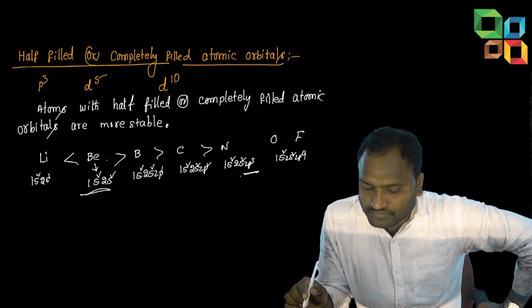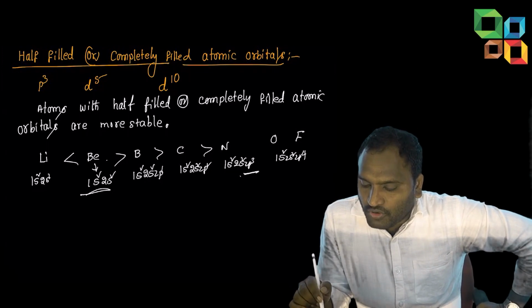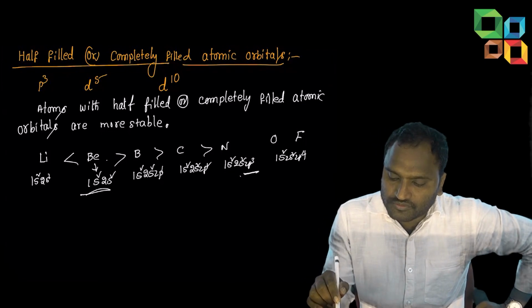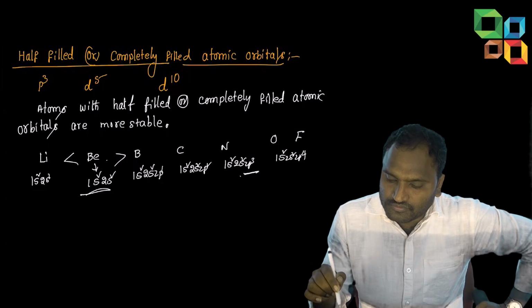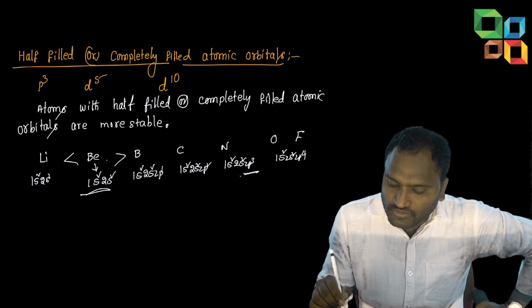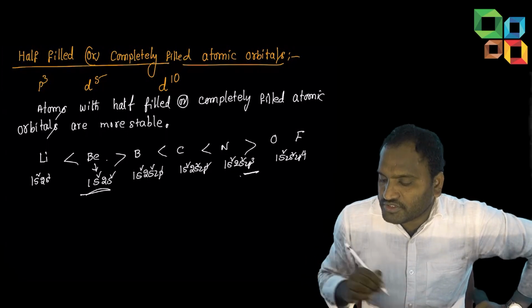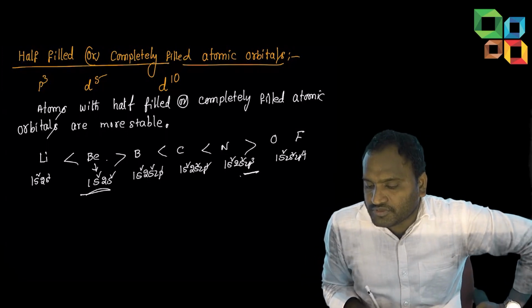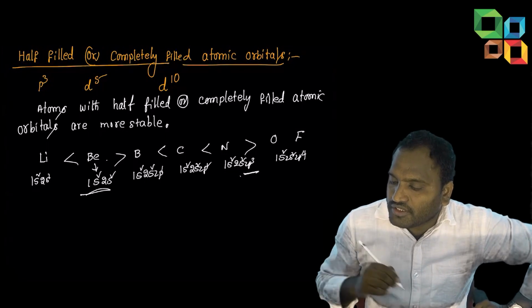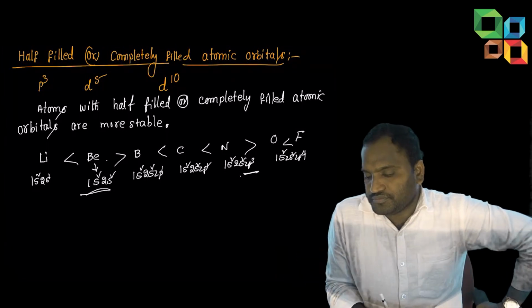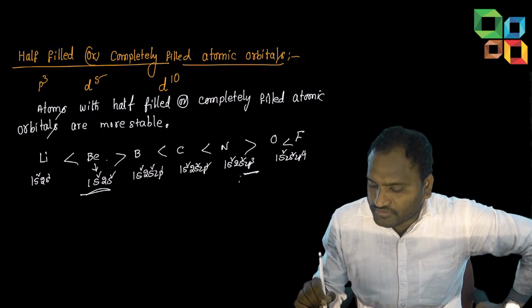Next, out of nitrogen and oxygen, oh sorry, I made a mistake. Out of beryllium and boron, only beryllium. But in case of oxygen, again there is an exception. Here also p3 configuration, half-filled configuration. This order they are asking frequently.